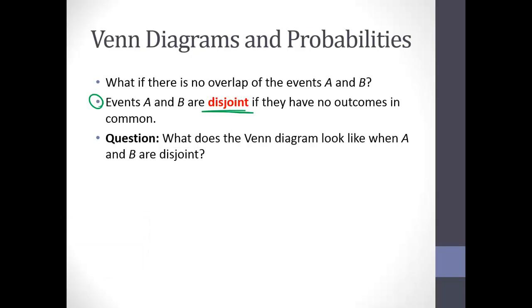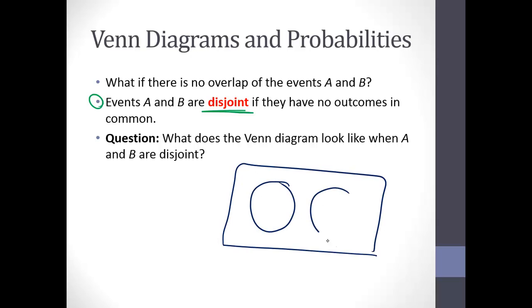So then what does the Venn diagram look like when A and B are disjoint? The Venn diagram would be two separate circles. So over here is A and over here is B. Again, they have nothing in common. So we're going to show that by separating the two circles and saying that they have no overlap there.